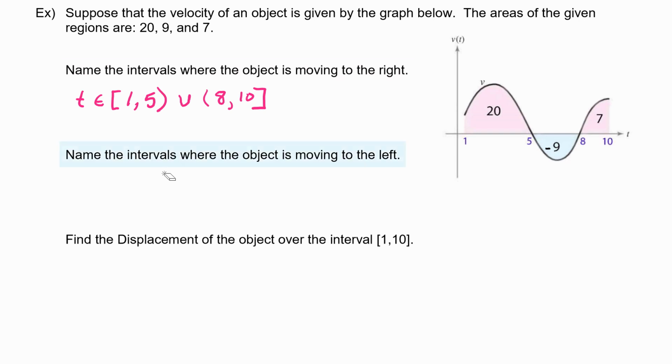Now, we want to name the intervals where the object is moving to the left. And that will be any time the velocity is negative. And since this is a graph of the velocity, that means anytime the y values are below the x-axis. And that happens in between 5 and 8. So we can say t is between 5 and 8. And notice we had to use open brackets on both the 5 and the 8 because right at 5 and right at 8, v is equal to 0, which is neither positive nor negative.